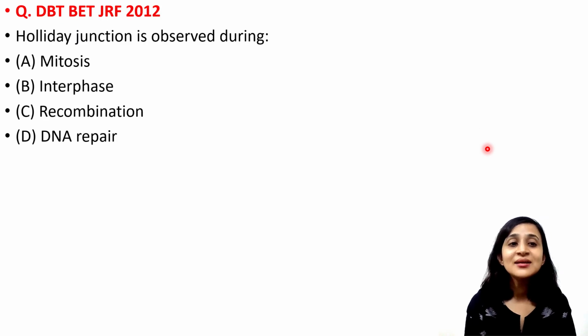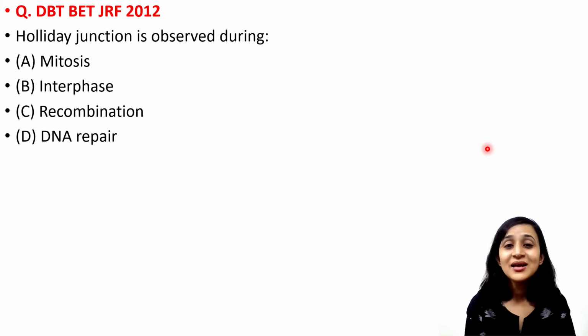Now the question, DBT BET JRF 2012: Holliday junction is observed during mitosis? No, it is observed during meiosis. Interphase? No, because we know that recombination and crossing over takes place in prophase. So it's not in interphase. C, recombination? Yes. And D, DNA repair? Yes.